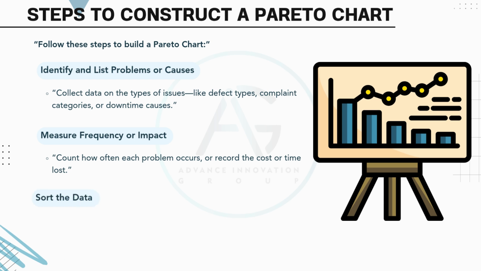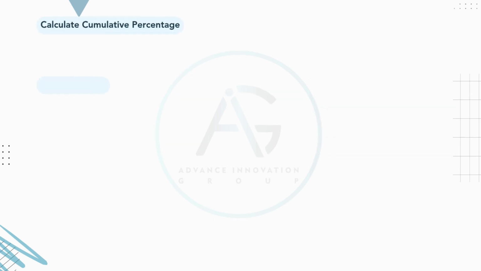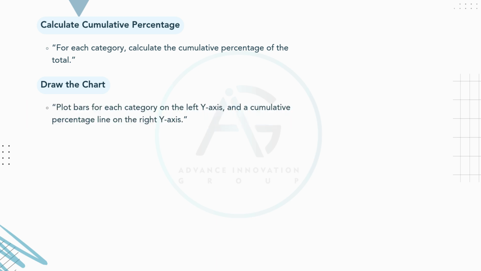Sort the data. Arrange the problems from the most frequent to the least frequent. Calculate cumulative percentage. For each category, calculate the cumulative percentage of the total. Draw the chart. Plot bars for each category on the left y-axis and a cumulative percentage line on the right y-axis.